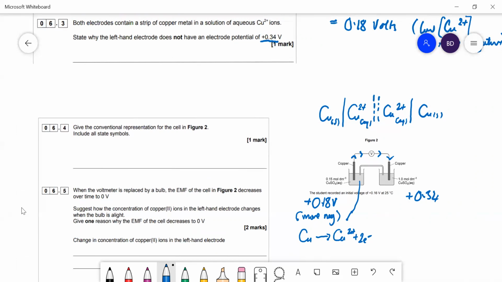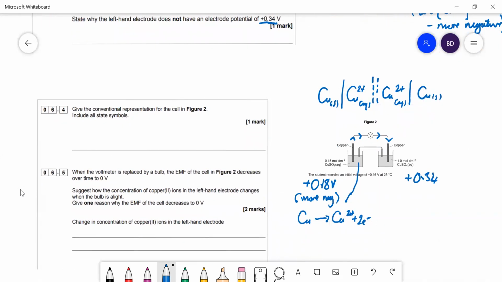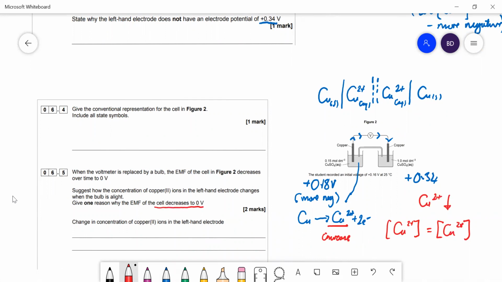So what's going to happen to the concentration of copper ions as the current flows in the left-hand side? This is going to increase. And of course, on the other side, the exact opposite is going to happen. The concentration of the copper 2 plus ions is going to decrease there. And the electrons will flow around the circuit until the concentration of copper 2 plus ions on both sides is exactly the same. And then the current will stop flowing. Okay, so that's the second part of that. Give a reason why the EMF of the cell decreases to 0. Right, it's because the two copper 2 plus ion concentrations become the same. And when they do become the same, you've got no difference in voltage there. 0.34 and 0.34 are the same.